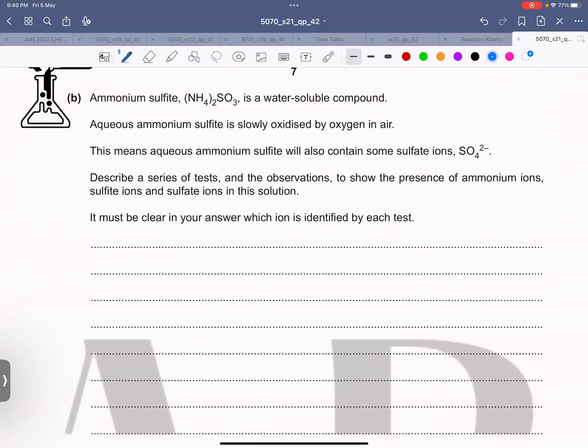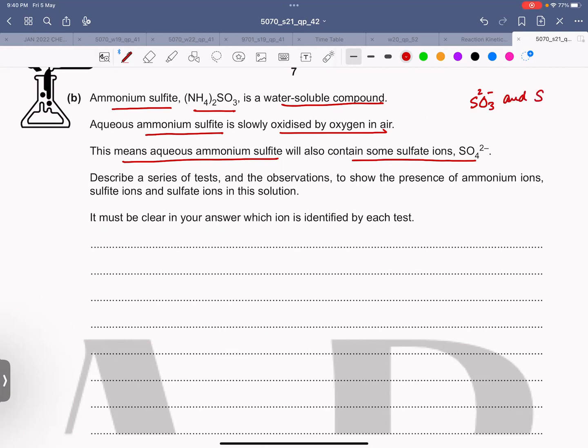Ammonium sulfite is a water soluble compound and its formula is (NH4)2SO3. Aqueous ammonium sulfite is slowly oxidized by oxygen in air. This means aqueous ammonium sulfite will also contain some sulfate ions. So it means that the solution has both sulfite ions and sulfate ions, because some of the sulfite ions are actually oxidized to sulfate due to the interaction with air.